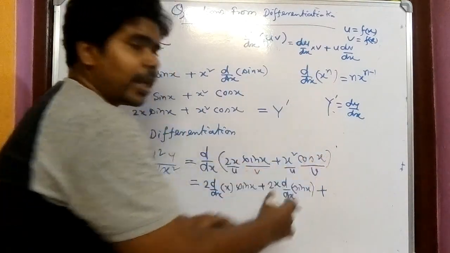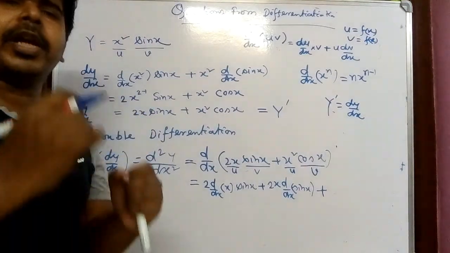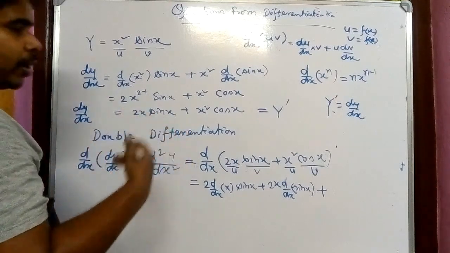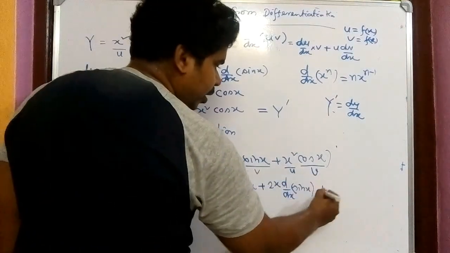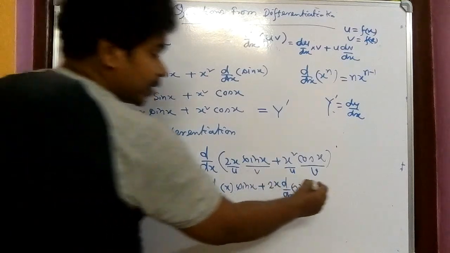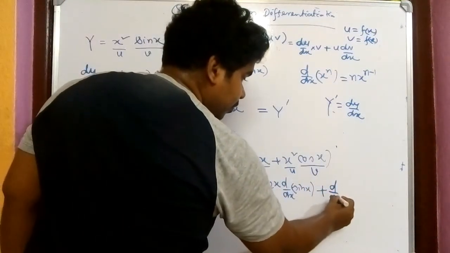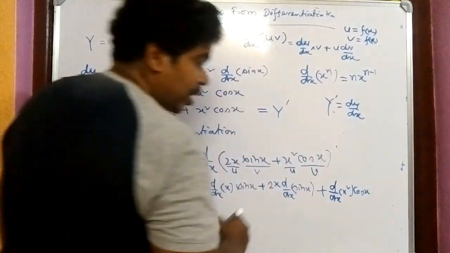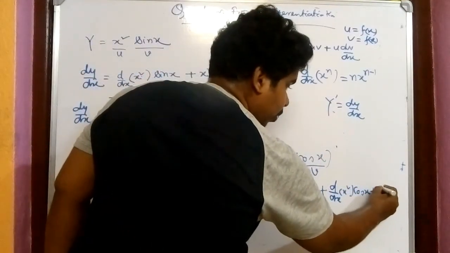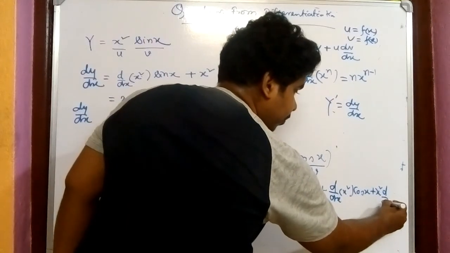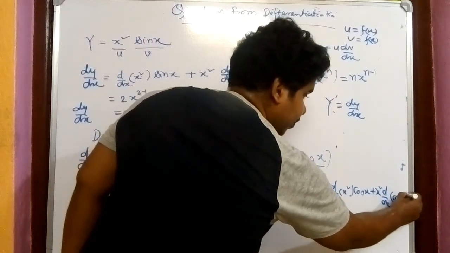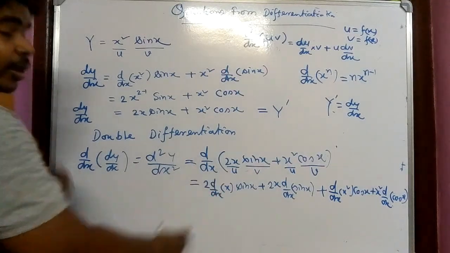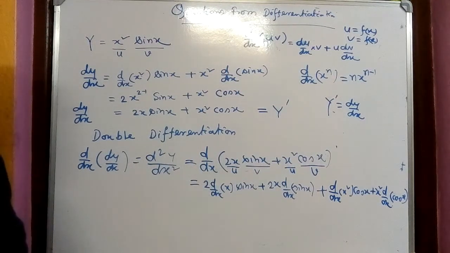Then we'll go for this and we'll treat it as a separate function. So here, first d/dx of x² into cos x as v, plus x² into d/dx of cos x. Okay, so now if I put the value dx upon dx, so dx upon dx means what?